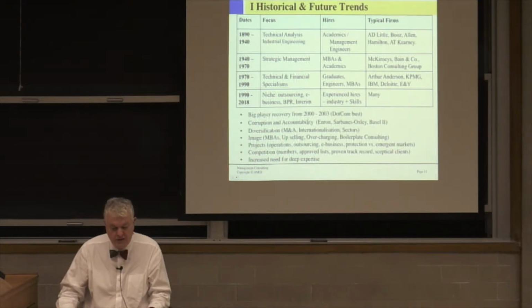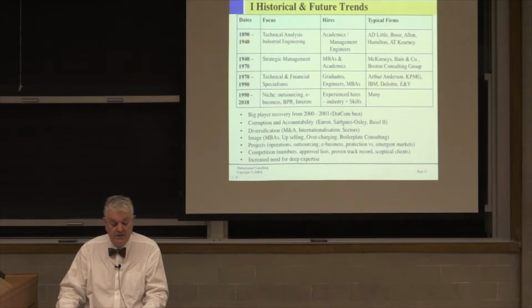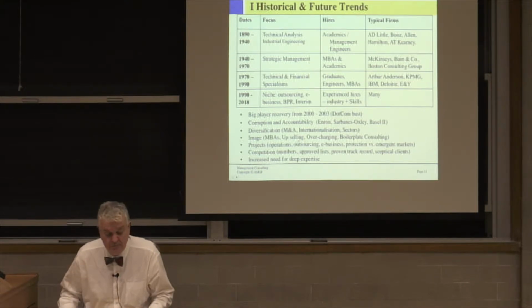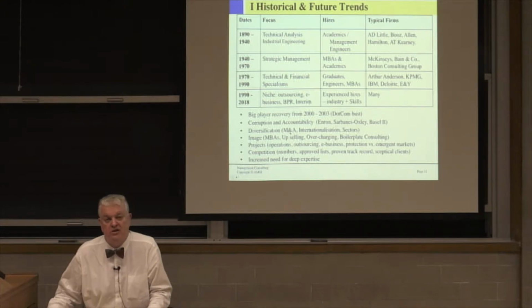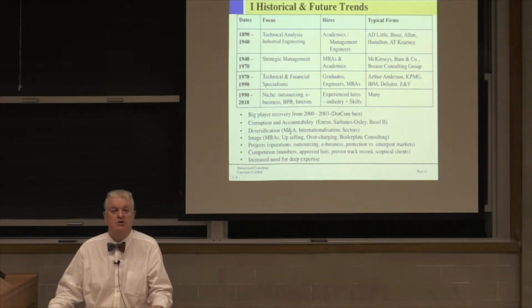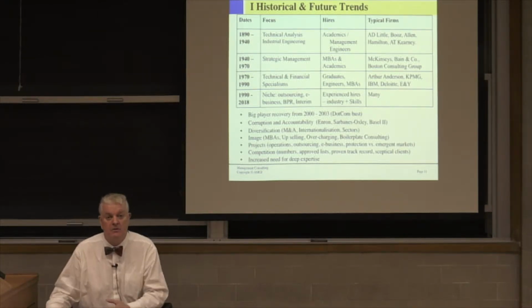So, big players' recovery from 2000 to 2003 after the dot-com bust, the corruption and accountability, Sarbanes-Oxley emerged. This was a result of Enron. Diversification, mergers and acquisitions became a big industry. One of the big mergers, which really was an acquisition, was between Chrysler and Mercedes-Benz, which became Daimler-Chrysler. It was a merger in name, but really an acquisition by Daimler over Chrysler, and it failed. Well, why did it fail?